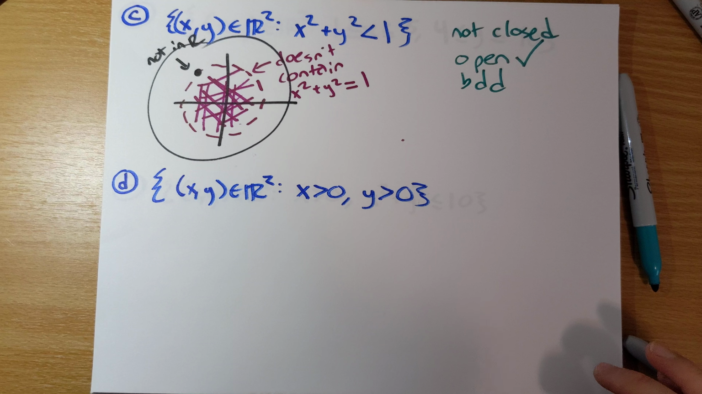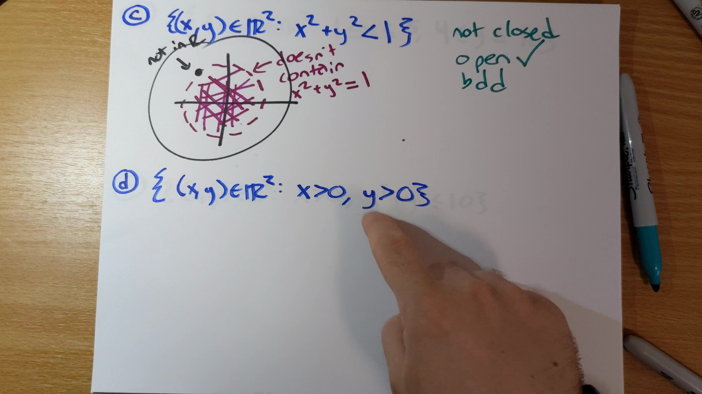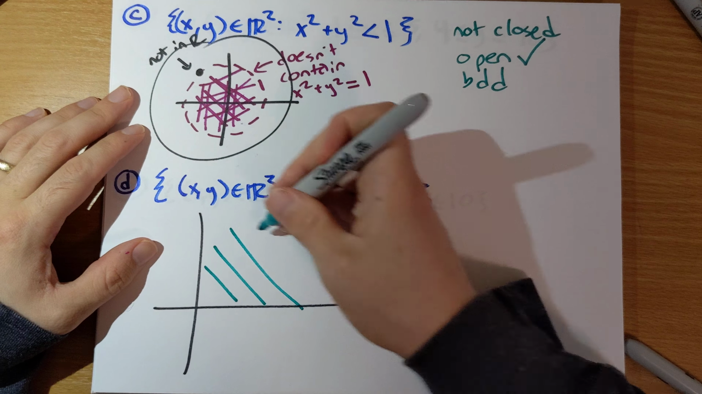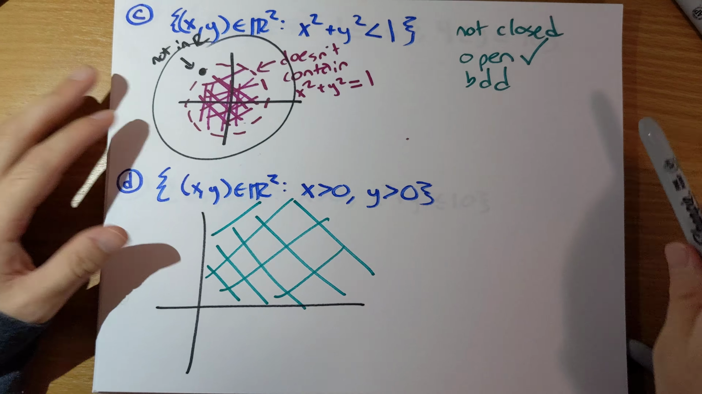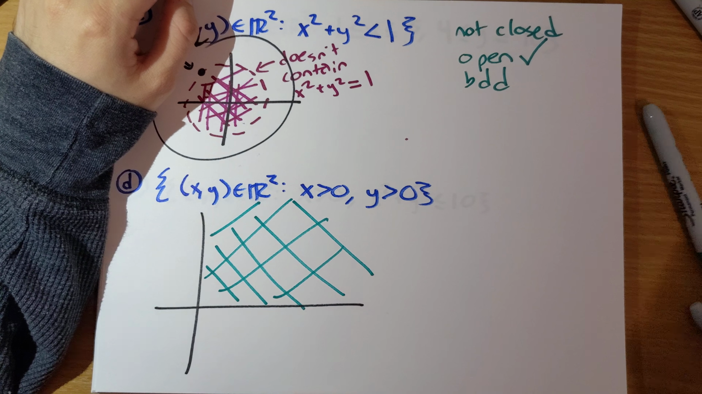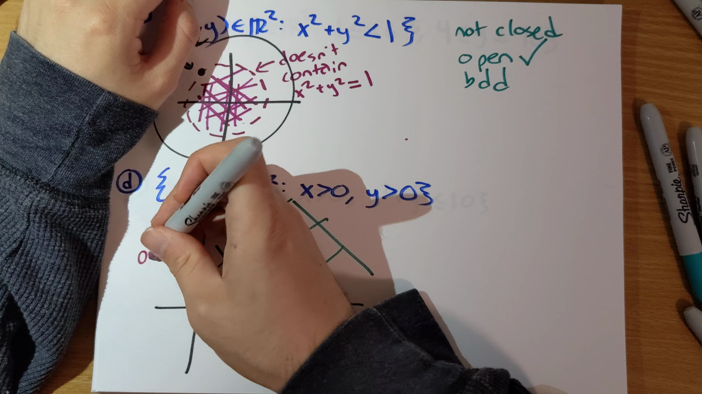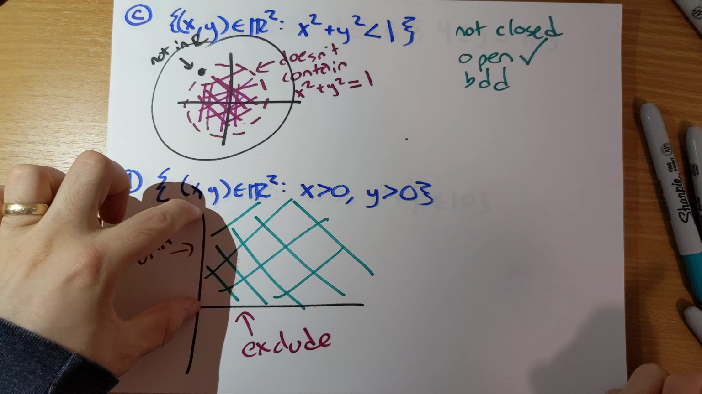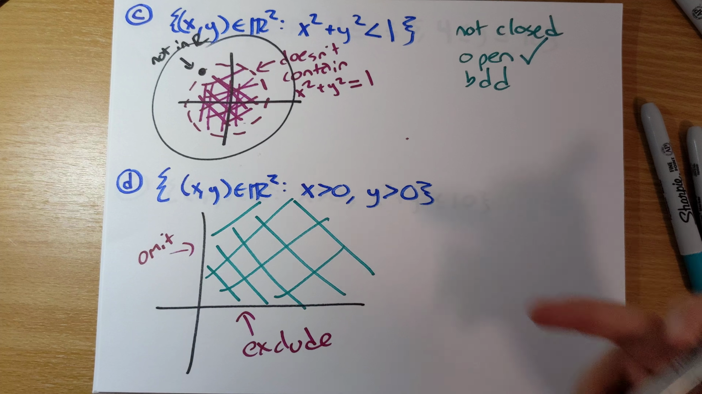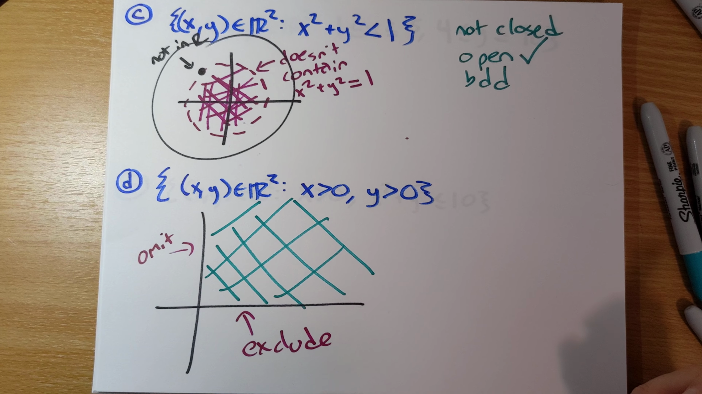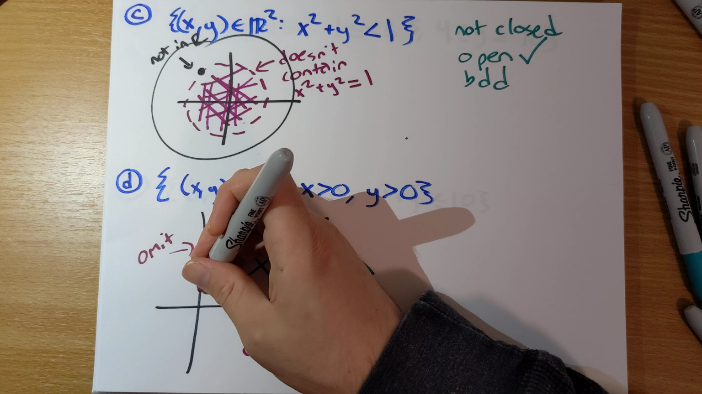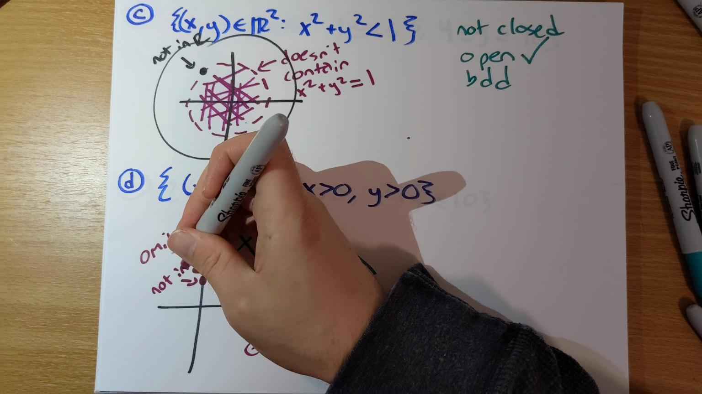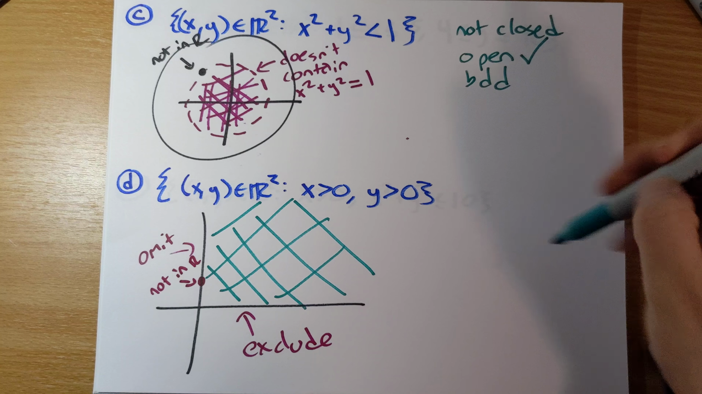Okay, part D. X, y is in R squared such that x is positive and y is positive. So that's going to be the first quadrant here, but we need to exclude the positive y-axis and the positive x-axis because x must be strictly positive, y must be strictly positive. So it's not closed because this point is on the boundary of our set, but this is not in the set itself, so it's not closed.